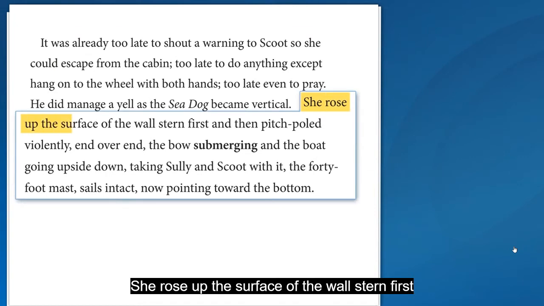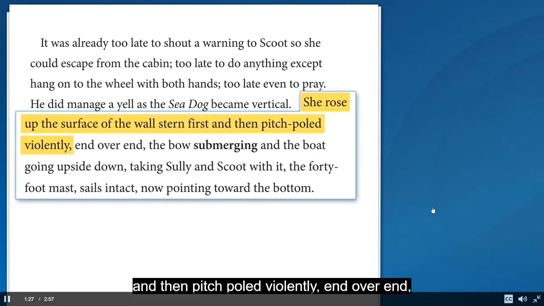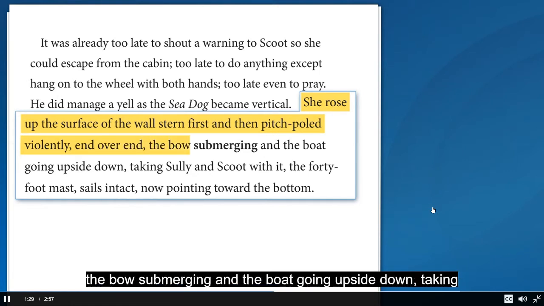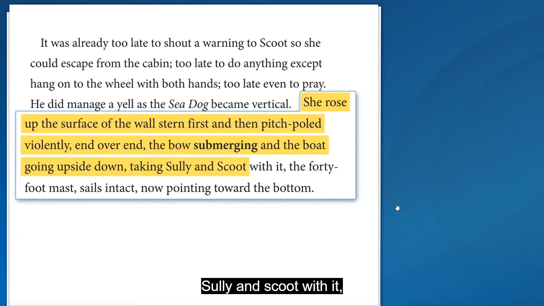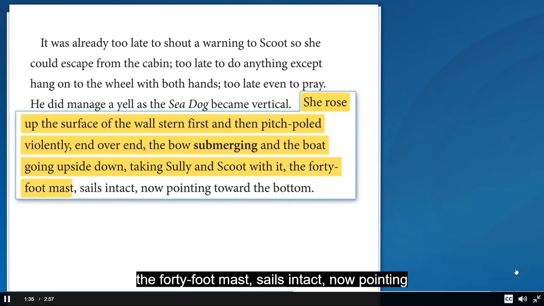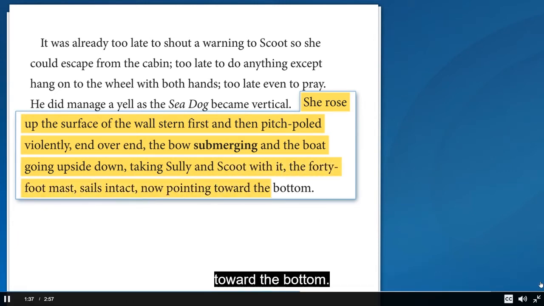She rose up the surface of the wall stern first and then pitch-poled violently, end over end, the bow submerging and the boat going upside down, taking Sully and Scoot with it. The 40-foot mast, sails intact, now pointing toward the bottom.